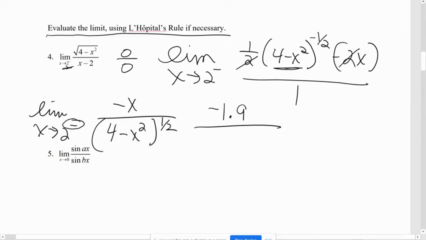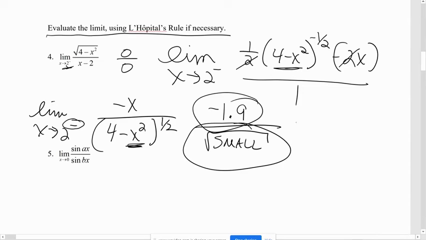And then on the bottom, if I plugged in 1.9 here and squared it, I would get almost 4. It would be something really, really close to 4. So when I subtracted it from 4, it would be really small. It'd be a very small number, and then I'd be taking the square root of that small number. And anytime we have a constant divided by a small number, then it actually grows and goes towards infinity. And in this case, since it's a negative, it would go towards negative infinity.